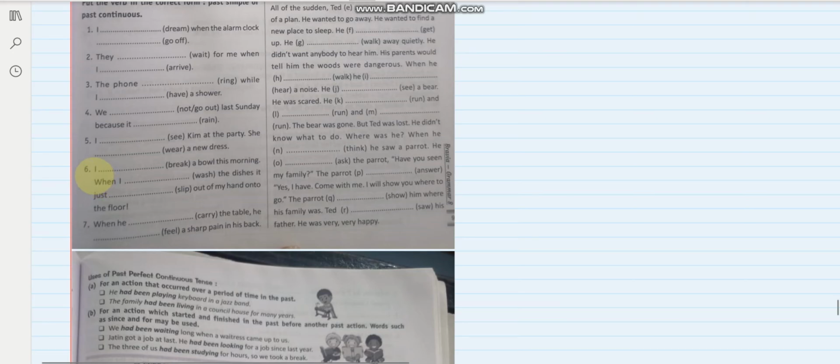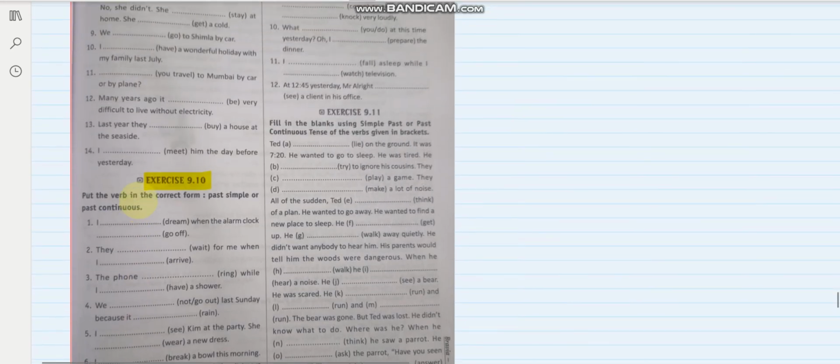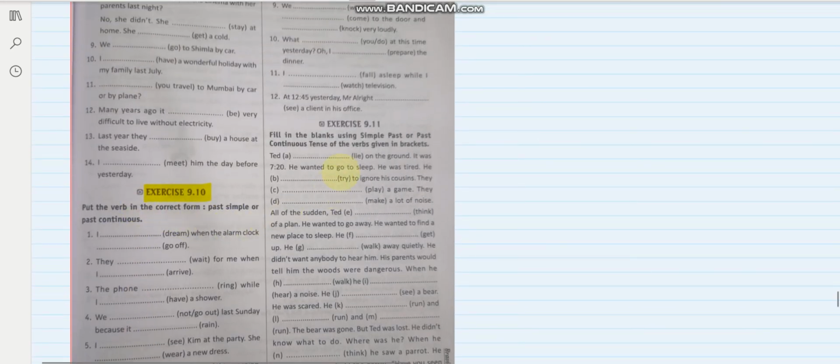Look at the sixth one. I blank a bowl this morning. Full stop. So I broke a bowl this morning. When I blank the dishes, it just blank out of my hand onto the floor. When I was washing the dishes, it just slipped out of my hand onto the floor. I hope you have got it and you'll be able to do it.